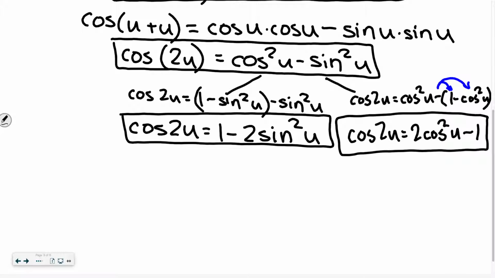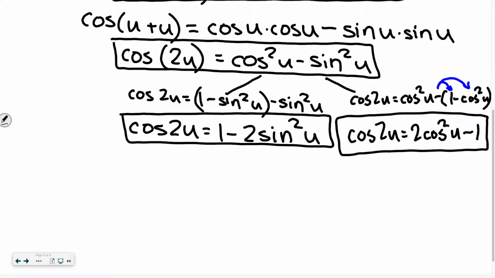Now, in the box that's going to show up on your quiz or your test next week, that will have all 3 versions of that cosine 2u formula. So you won't have to manipulate it on your own. Just know that that's why there are 3 versions. We're just substituting in a Pythagorean identity.